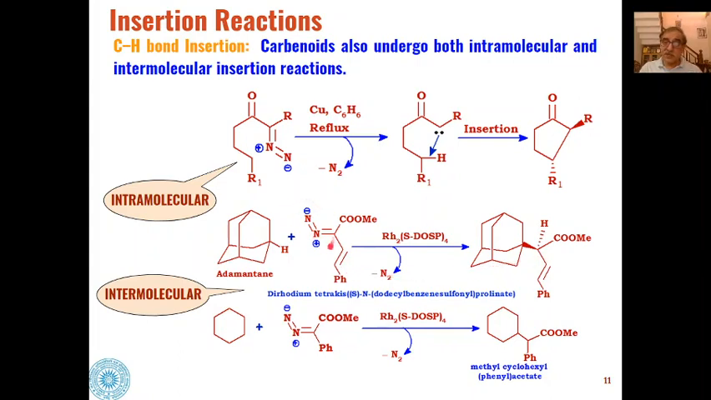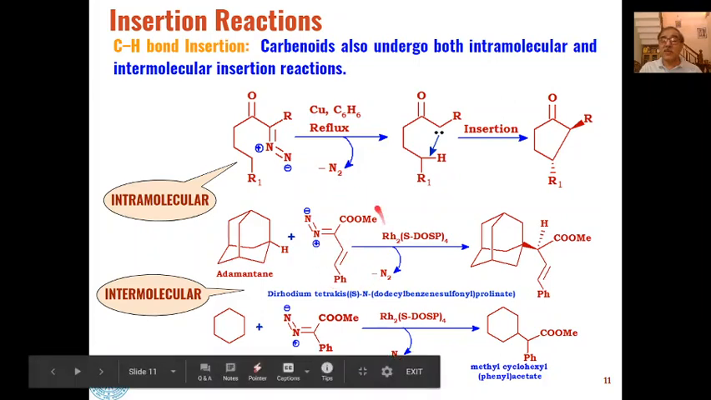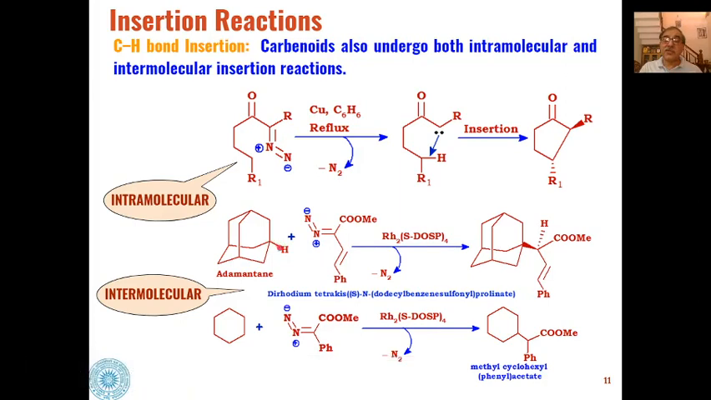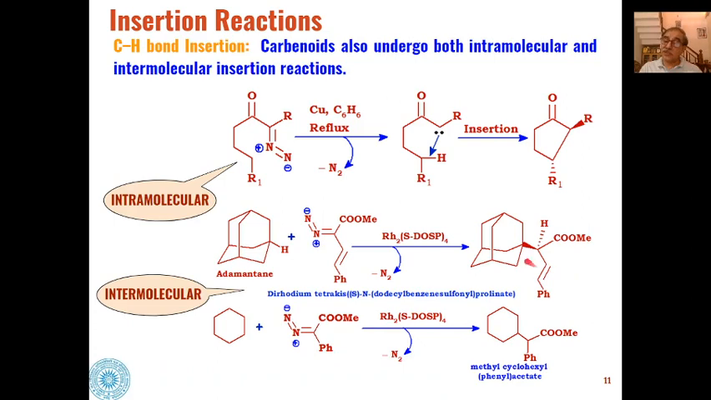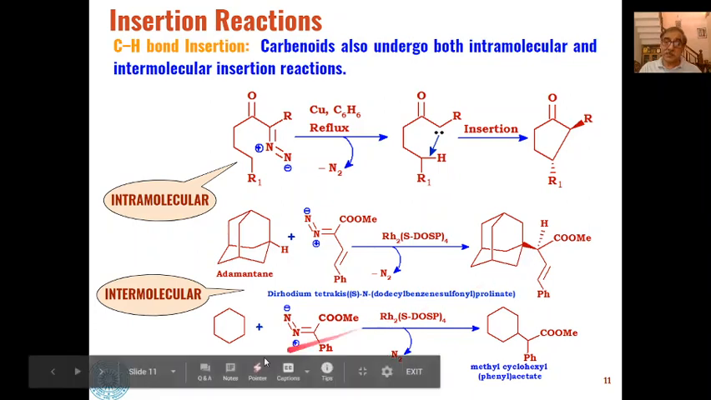So when this catalyst reacts with this, with the elimination of nitrogen molecule, we will get this type of carbenoid, and that carbenoid will undergo insertion reaction at this carbon hydrogen bond to give us this type of enantioselective product, where the insertion around this carbon hydrogen has taken place.